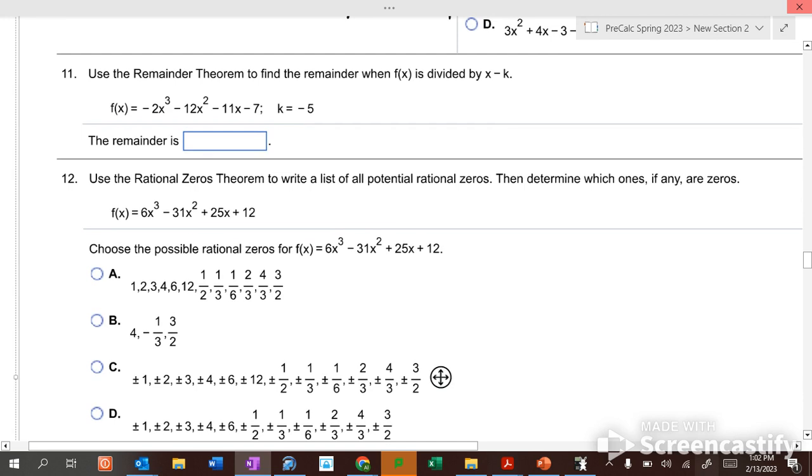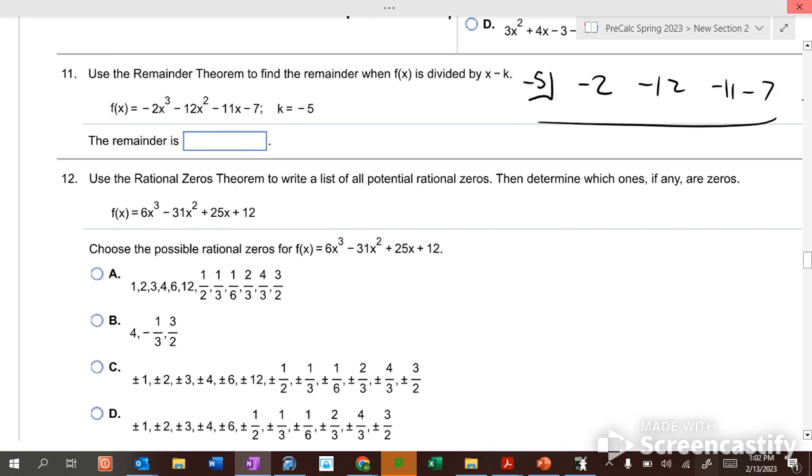Remainder theorem. What's the remainder? So we go negative 5, and then we go negative 2, negative 12, negative 11, negative 7. Negative 2 gives me a positive 10, negative 2, positive 10, negative 1, positive 5, negative 2. Remainder of negative 2.